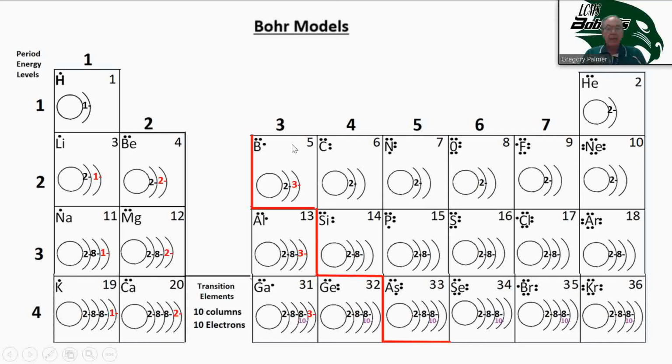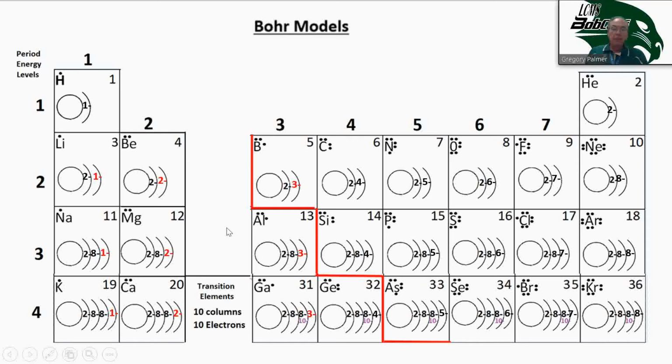And in family 3, we learned that they all had 3 valence electrons. Family 4 all had 4 valence electrons. Family 5 all has 5 valence electrons. Family 6 all has 6 valence electrons. Family 7 all had 7 valence electrons. And everything else in family 8, except for helium, had 8 valence electrons.